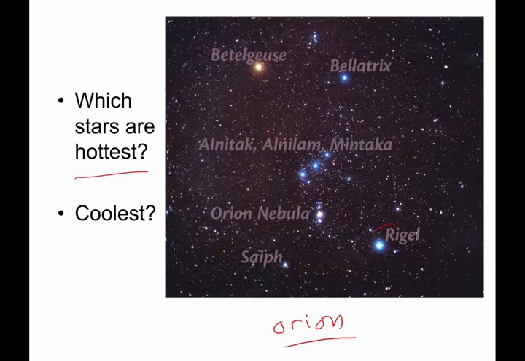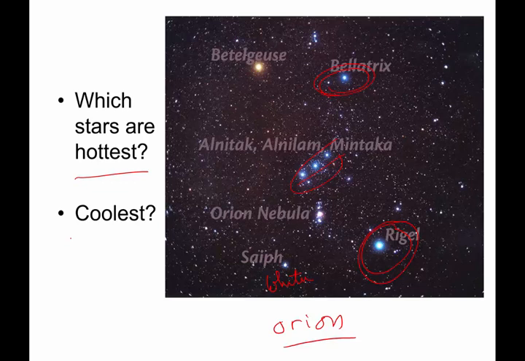Probably it's going to be Rigel or possibly Bellatrix. Mintaka, Alnilam, and Alnitak are all three big bright blue stars. And Saiph, what about Saiph? Is Saiph as hot? No, Saiph is whiter. It's a little bit cooler than these bright blue stars like Rigel and Bellatrix.